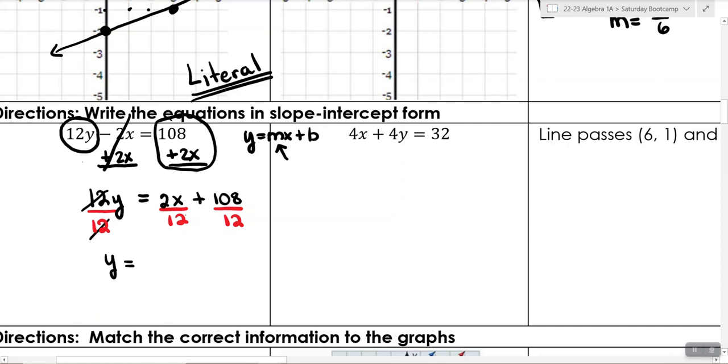Don't tell me the answer is 6. The answer is not 6. What's the answer? Correct, 1/6. And what's 108 divided by 12?